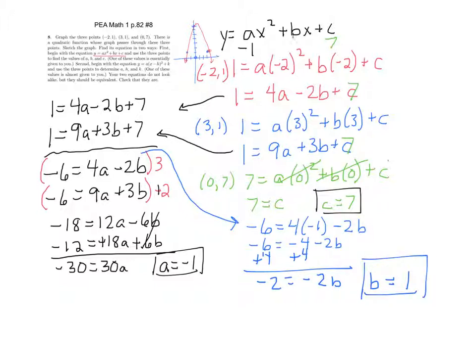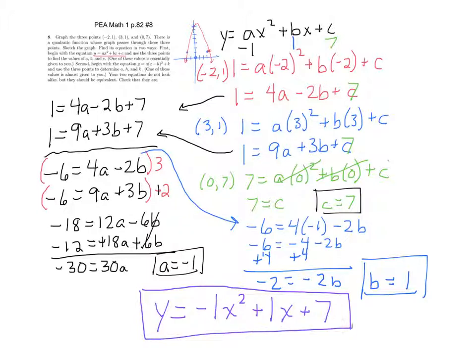And hopefully that looks right. So now I found a, b, and c. Assuming I did all my math right, my final answer would be y = -1x^2 + 1x + 7. And there's my equation of the parabola we had previously drawn.